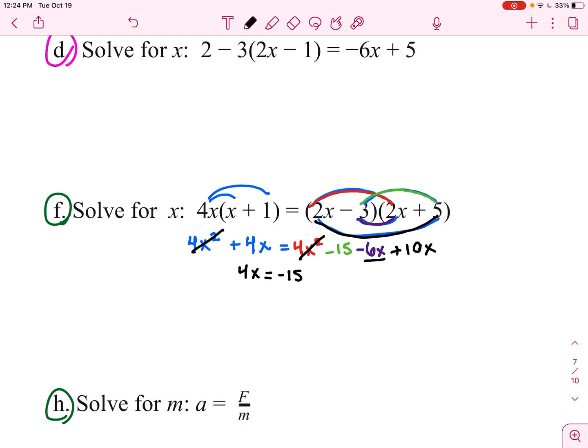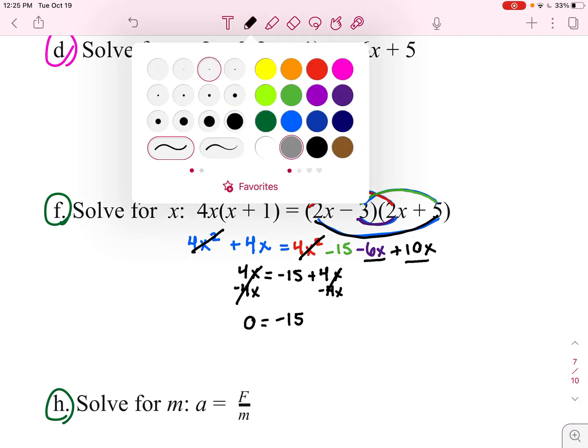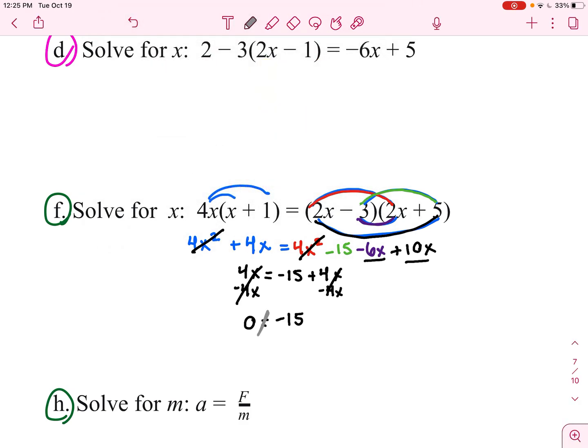We have this negative 6x plus this 10x. We have like terms on that side. So let's add those together for 4x. Now I'm going to subtract 4x on both sides, or maybe you already see it's just going to cancel out and be 0. So we get 0 equals negative 15. Does 0 equal negative 15? Nope. So therefore, there are no solutions.